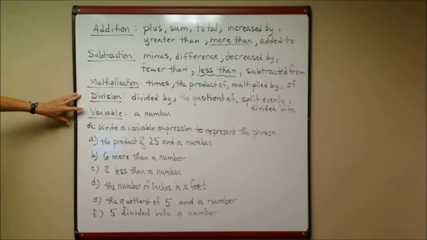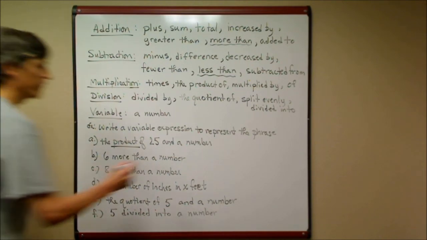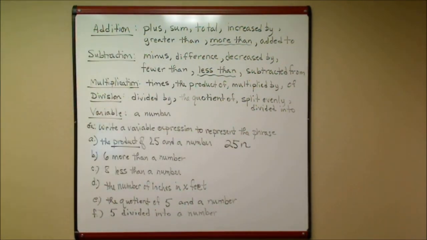And then I just listed one example for a variable, and that's when they use an expression like "a number." Because they don't tell us what the number is, we just have to assume that it could represent any number, and that's where the variable comes into play. So here it says write a variable expression, remember variables, numbers, operations, to represent each of these phrases. I'm going to identify the key word here. In this case, it's product. Product refers to multiplication. So I'm multiplying the 25 and a number. The product of 25 and a number. So 25, and for the number, I'm going to use n. I'm going to write 25 times n, or just 25n, because a number right next to the variable implies multiplication.